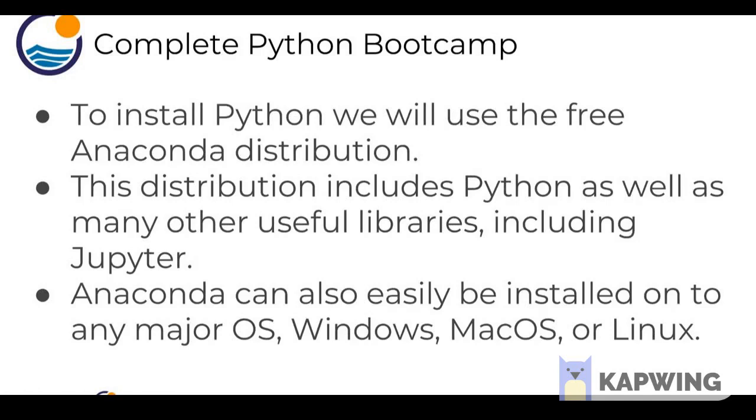So to actually look at all these advantages and start learning Python, we need to install it. And we're going to install Python using the free Anaconda distribution. The reason for that is that this distribution includes Python as well as many other useful libraries, including Jupyter, which is the notebook system we're going to be using throughout a lot of the course. Later on, we'll use things like text editors to write Python scripts, but when we first start learning, Jupyter is a great choice. Another reason we choose Anaconda is that it can be easily installed onto any major operating system, such as Windows, macOS, or Linux.